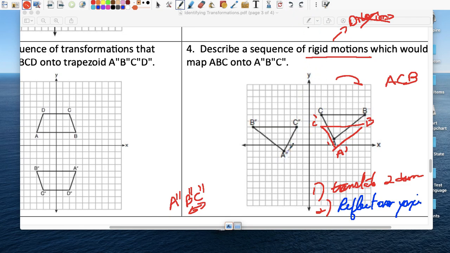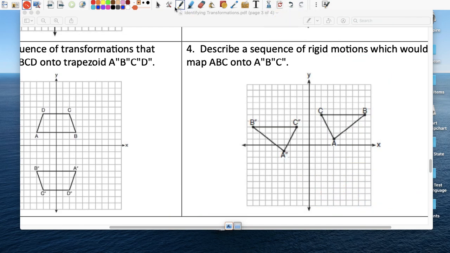Look at point A. It's 1, 2, 3, 4. Point A prime, 1, 2, 3, 4, right? Also 4 units away from the line of reflection, so obviously this works. So what are the 2 transformations that happen here? The translation down of 2 units and a reflection over the y-axis.